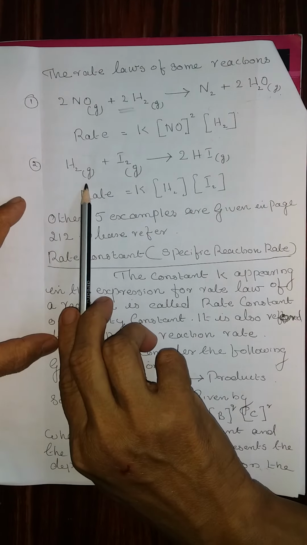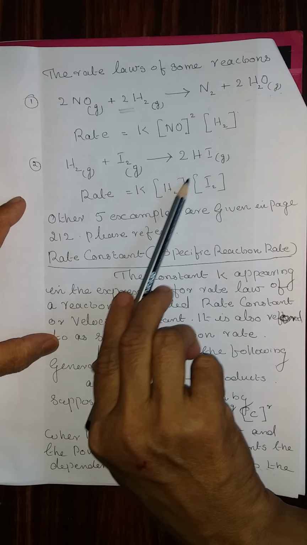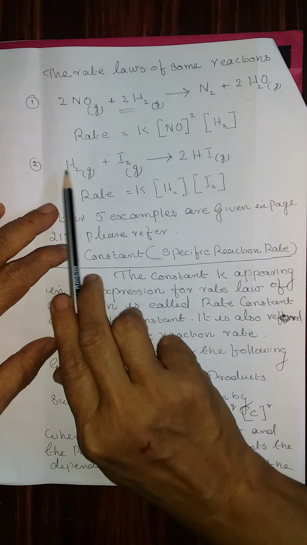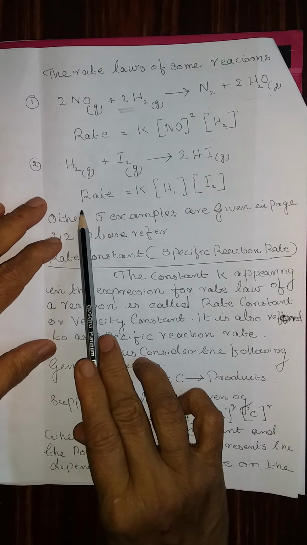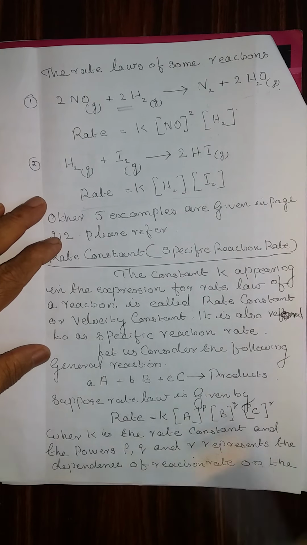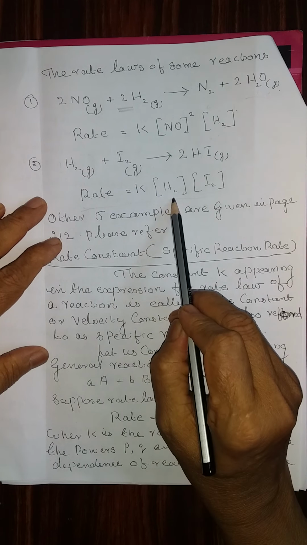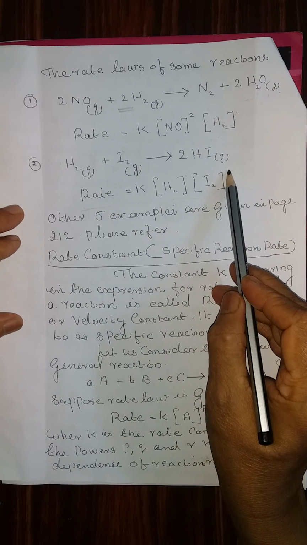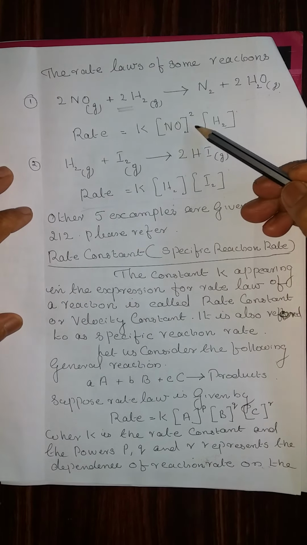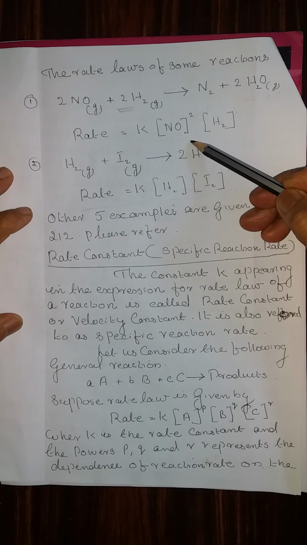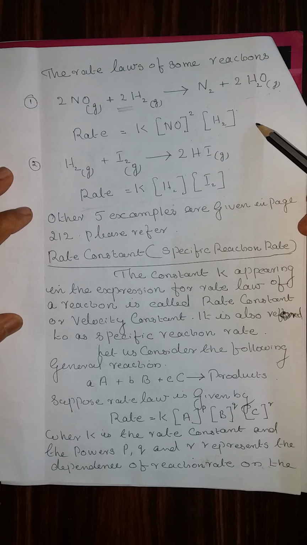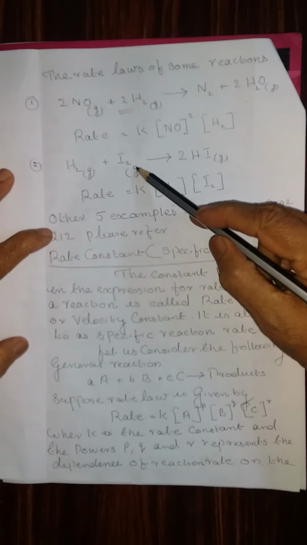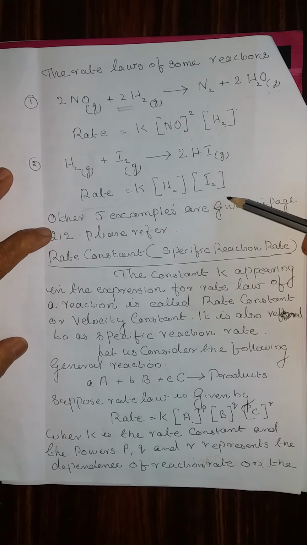Now, H2 combines with I2 and forms 2HI. In this, the stoichiometric factor for hydrogen and iodine is 1. Therefore, in the rate equation, the experimental data also gives the same value. That is, for hydrogen the power is only 1, and for iodine the power is only 1. That means this first example shows that the stoichiometric factors are not in agreement with the experimental fact, but the second reaction shows that the stoichiometric factors are in agreement with the experimental fact.